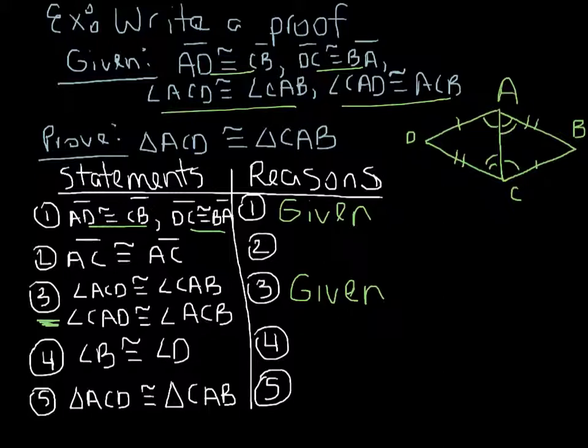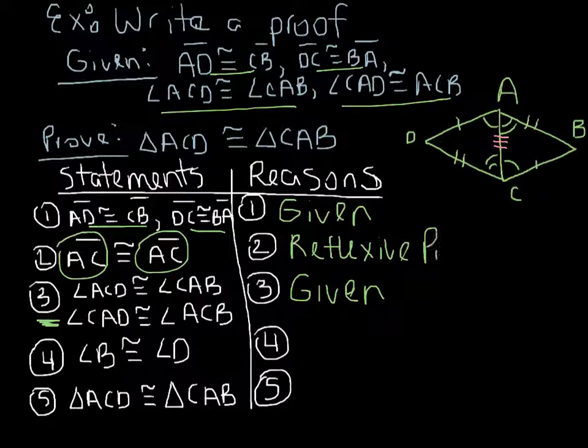Now I see in step 2, I have AC is congruent to AC. If I look at my diagram, I see that these two triangles are sharing the exact same side. Obviously if it's the same side, it has to be congruent. In my reason, I'm setting something congruent to itself. If we recall from chapter 2, whenever we set something congruent or equal to itself, that was our reflexive property. So now we have all three sides congruent.